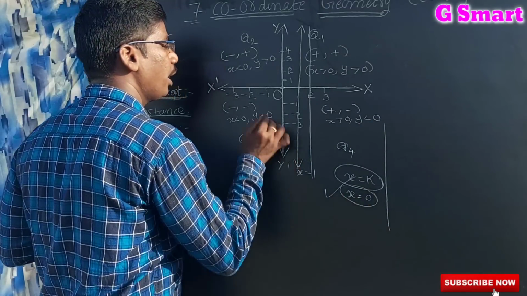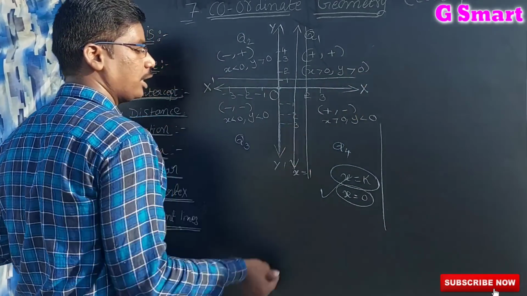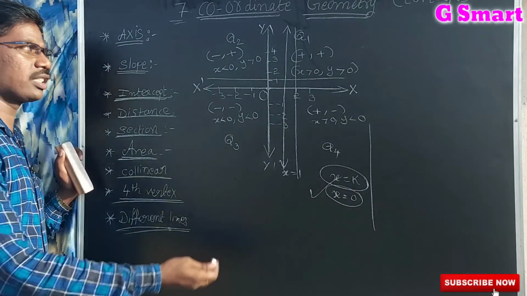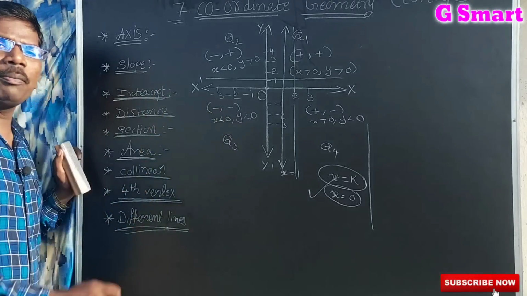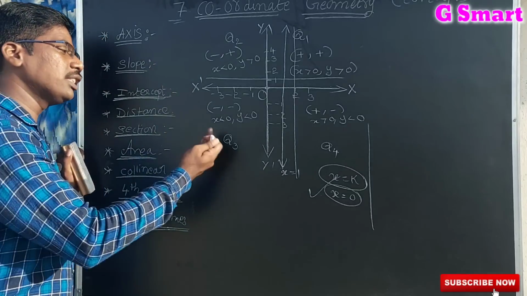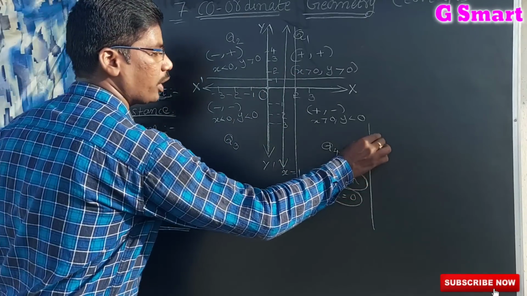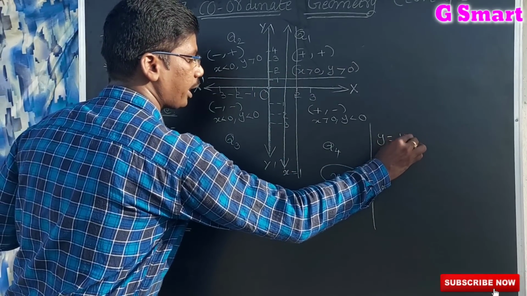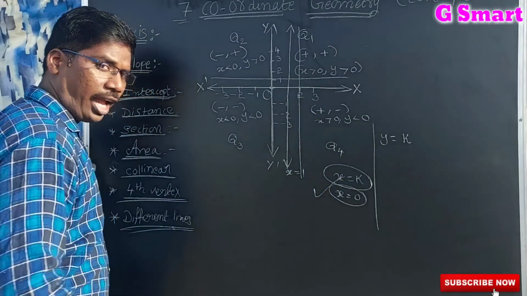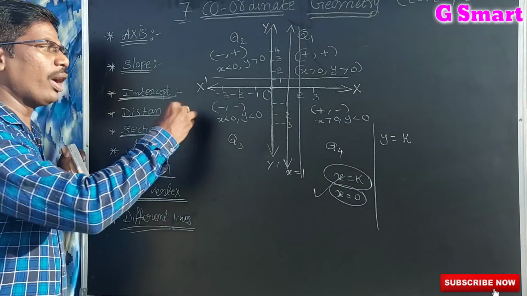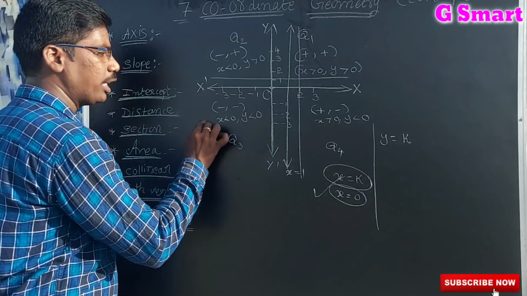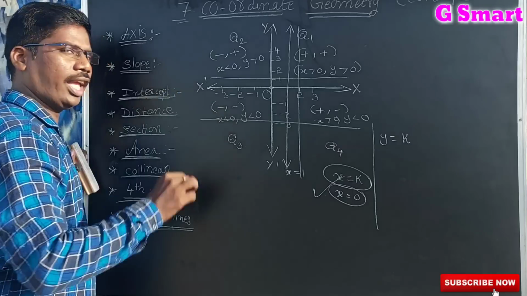Similarly, if I take y is equal to 1, this is a line parallel to x-axis. Y is equal to 2, this is a line parallel to x-axis. Y is equal to 15, y is equal to minus 20, those are also lines parallel to x-axis. Whatever value I take, let us suppose it is a variable k. So y is equal to k is a line parallel to x-axis, isn't it? So y is equal to minus 3 is also parallel to x-axis.